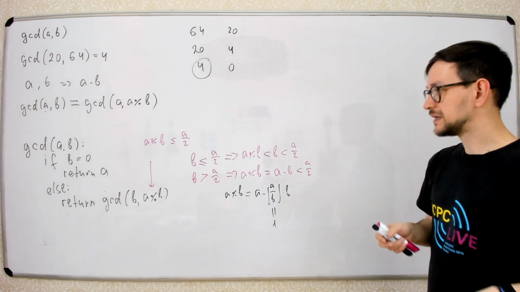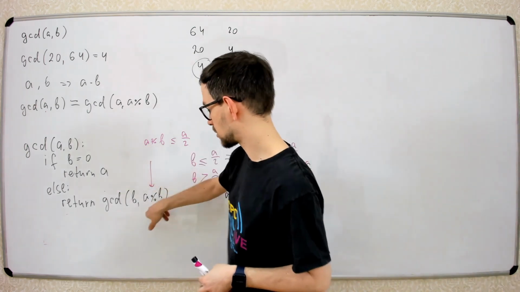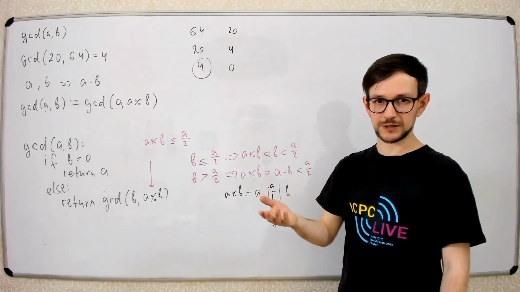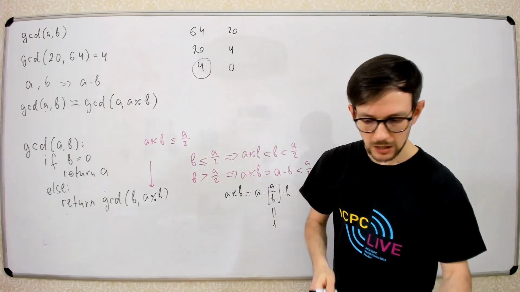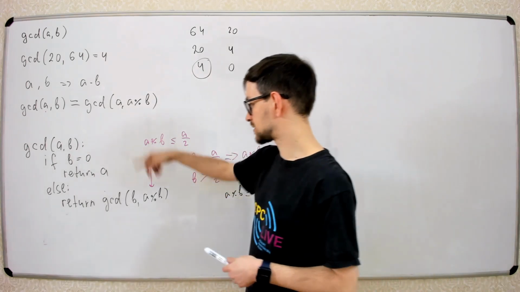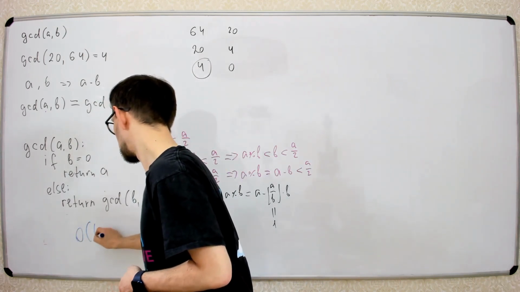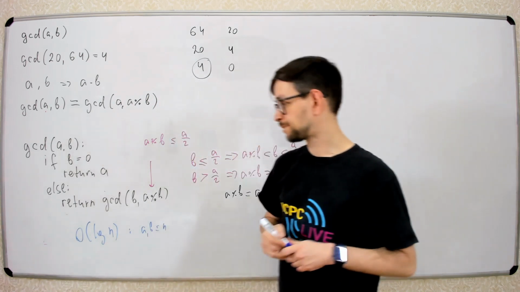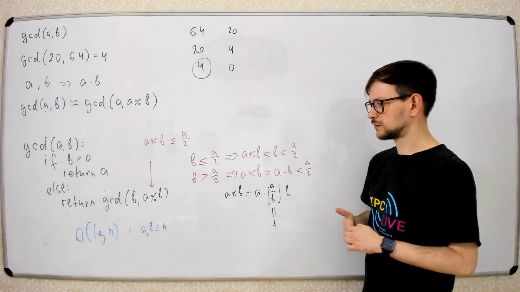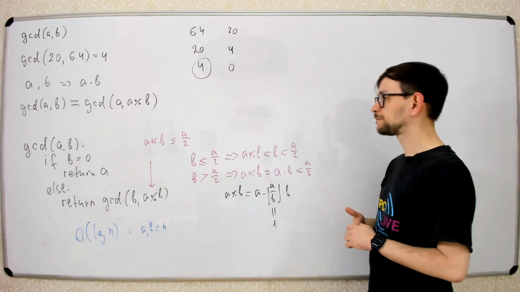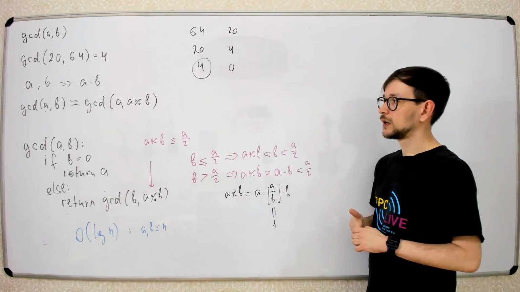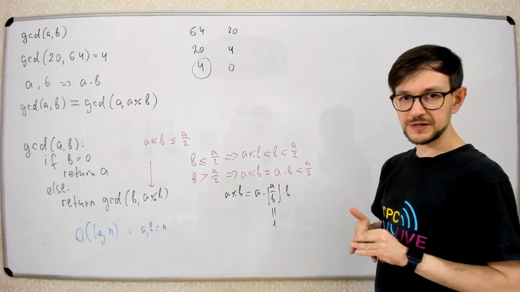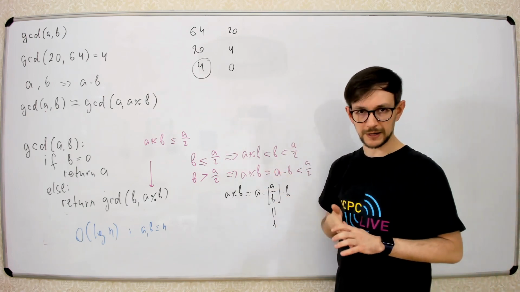What does it mean? It means that each time we call this recursion function, we decrease one of the numbers at least twice. We can decrease a number twice at most log n times. So the time complexity of this algorithm is, let's say, log n, where n is something like A and B less than n. We can say log of A plus B, something like that. Now, let's stop here. I would say that this algorithm has polynomial time complexity.